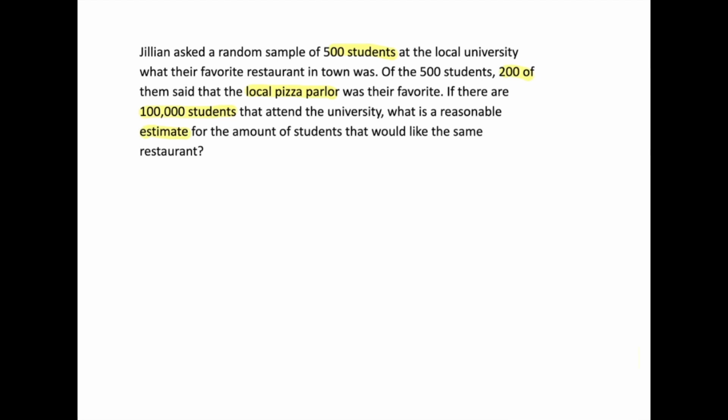The first thing we need to do is set up a proportion. We know that 200 like the local pizza parlor out of the 500 total surveyed. We can make that our first ratio in our proportion. Then we can set up the other side of our proportion. Since we have those that like the pizza in the numerator, we have to keep that in the numerator. And we have the total in the denominator, so we must keep that in the denominator.